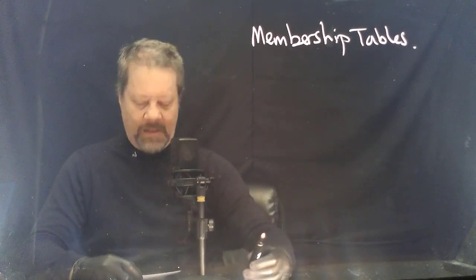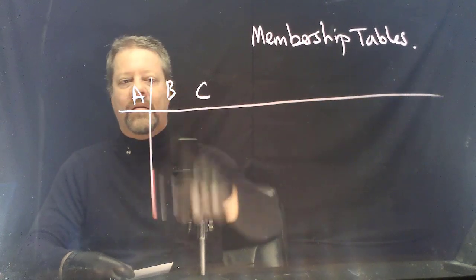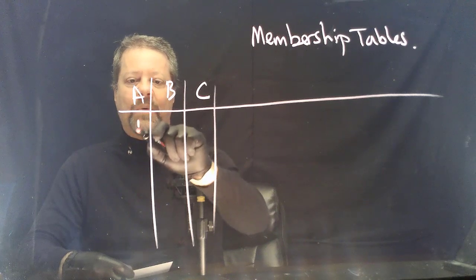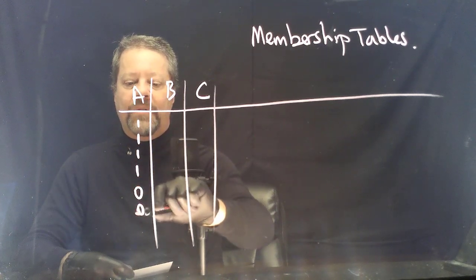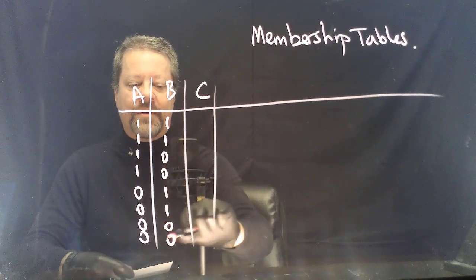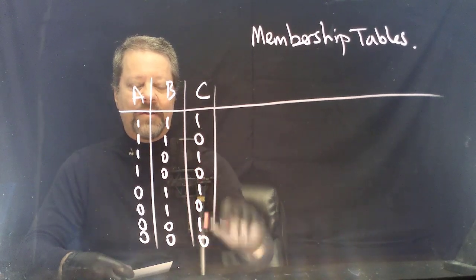Another way to prove set identities is by the use of membership tables. Let me give you an example. Suppose we have A, B, and C. Instead of using true and false, we're going to use ones and zeros. 1, 1, 1, 1, 0, 0, 0, 0. 1, 1, 0, 0, 1, 1, 0, 0. 1, 0, 1, 0, 1, 0, 1, 0.